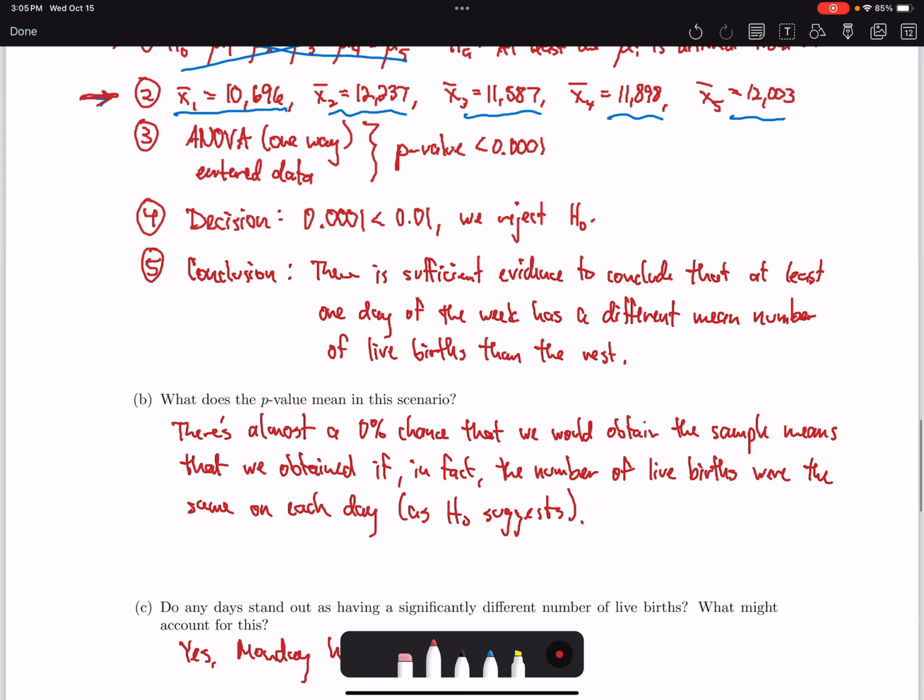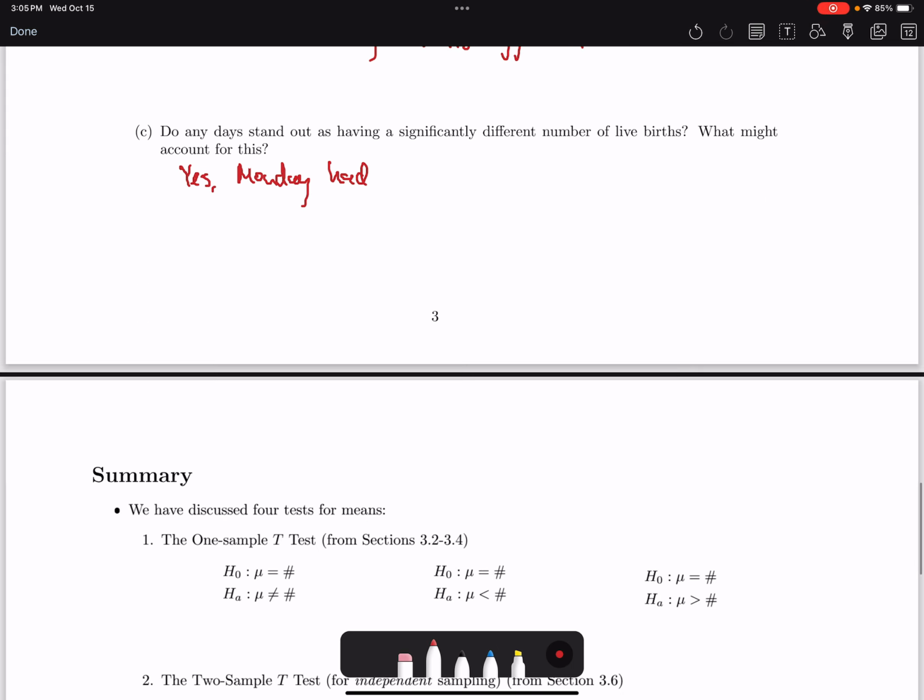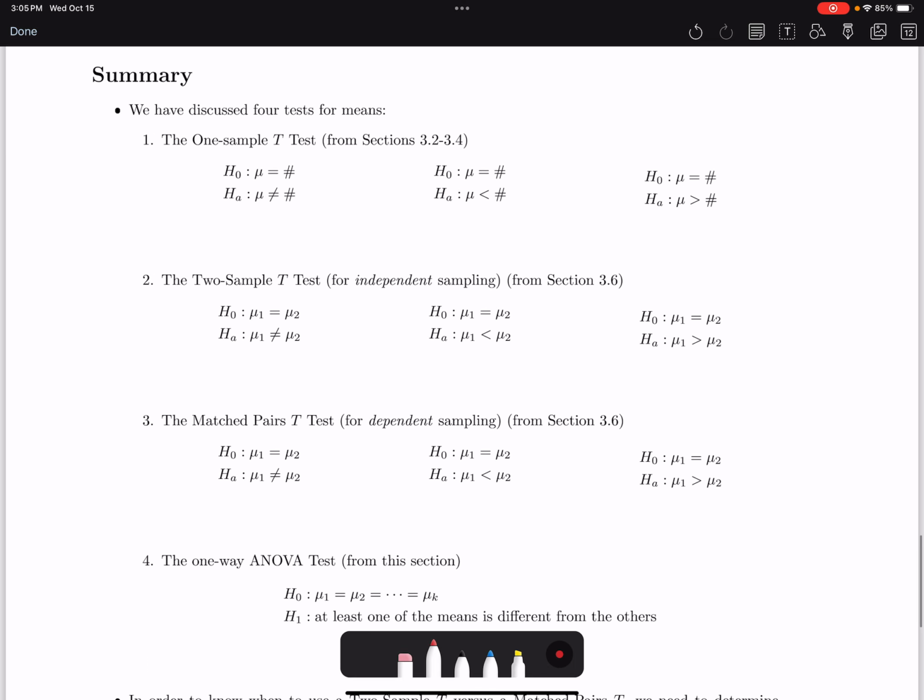So this is how ANOVAs go. I just want to give a quick summary of the tests that we've talked about for means. We gave a little summary about the tests for proportions at the end of 3.7. So here's a little bit of a summary about the tests for the means that we've talked about. So we've talked about a one sample t-test. Okay, we did that from sections 3.2 to 3.4.